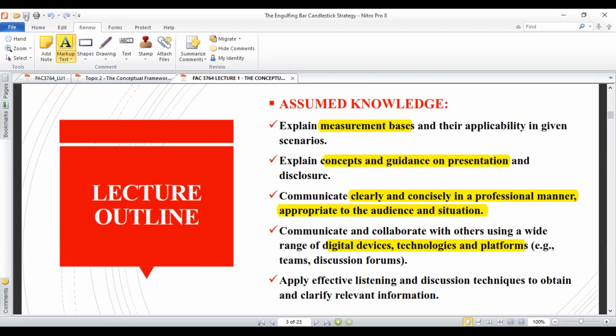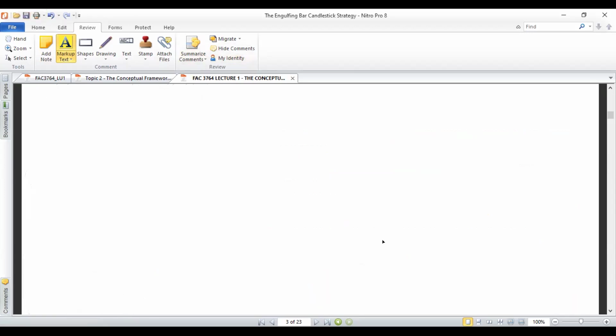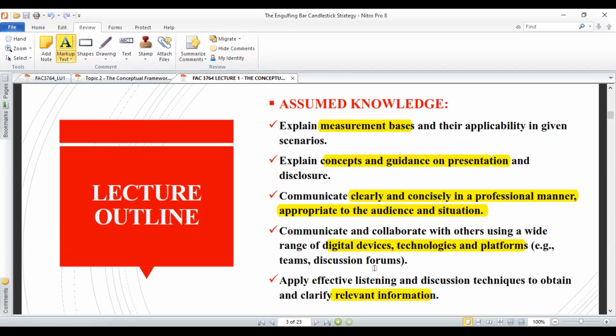Right. Apply effective listening and discussion techniques to obtain and clarify relevant information. It's similar. It's still communicating through the use of technologies and platforms, right? Because there are going to be certain instances where you would have sessions with the lecturer as well through Teams on myUNISA. So you need to make sure you are constantly up to date with regards to that.